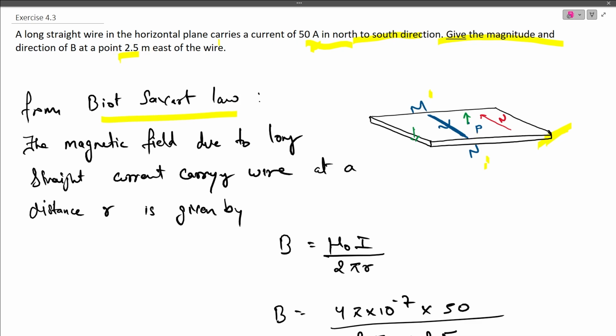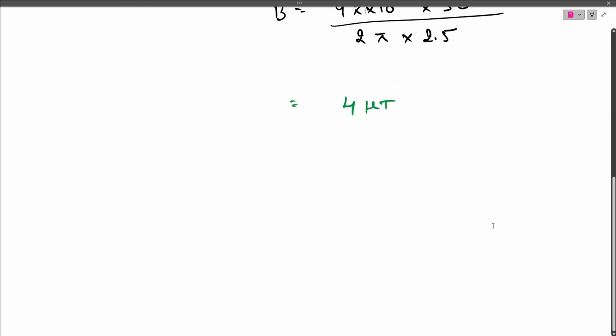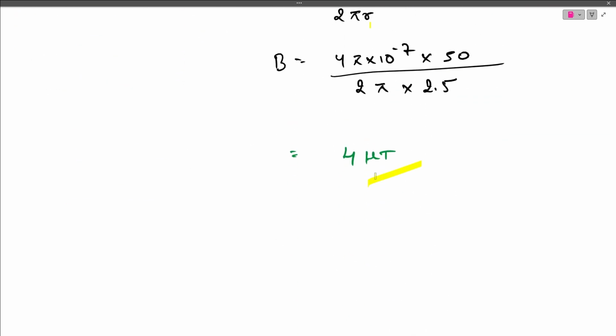So from Biot-Savart law, we know that the magnetic field due to long straight current carrying wire at a distance r is given by mu naught I by 2 pi r, where mu naught is the permeability of the free space and I is the current and r is the distance between the point P and this wire. So after substituting these values, we will get a value of 4 microtesla, that is there is a 4 microtesla magnitude of magnetic field at this point P.